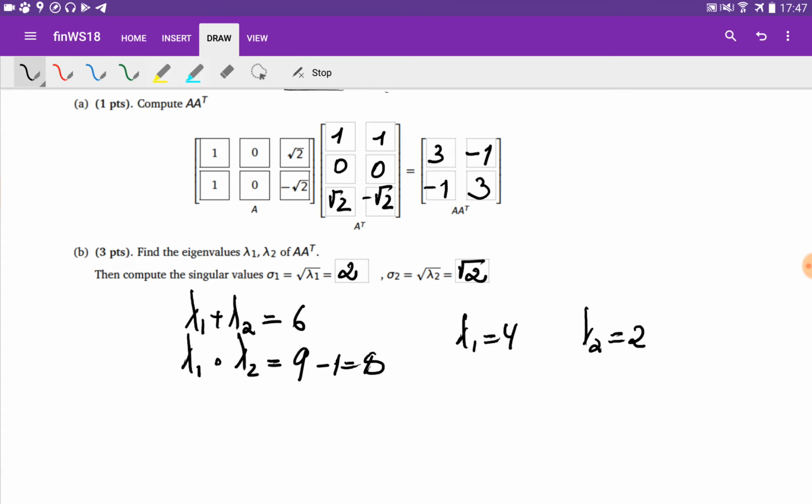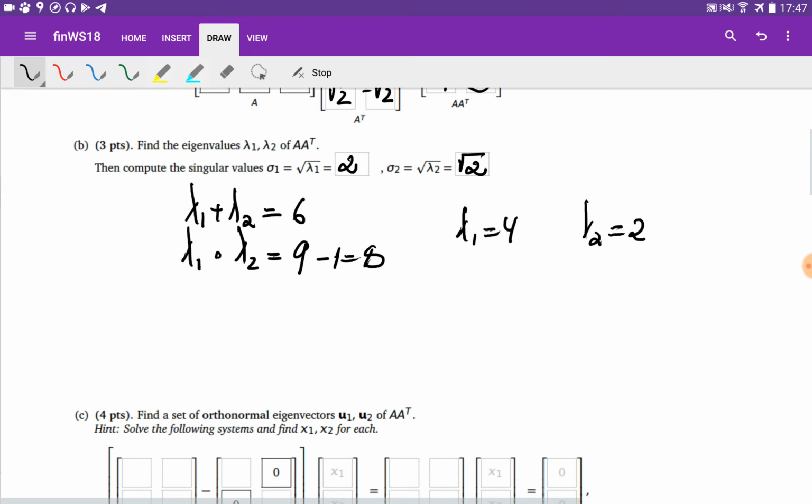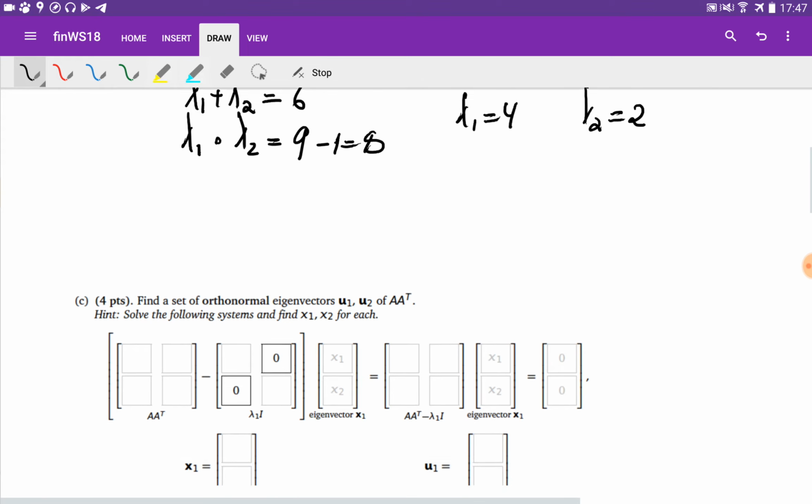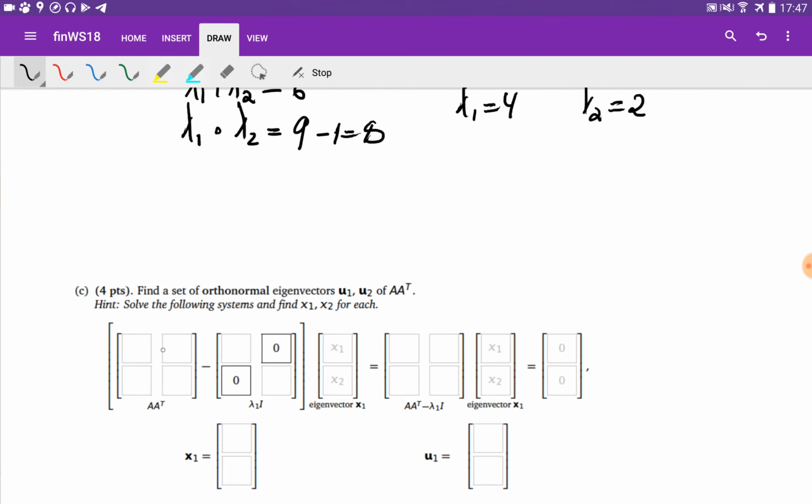So now we need to find the eigenvectors of this matrix A transpose A. In order to do this, we need to subtract the eigenvalues of this matrix from itself. So the matrix A transpose A is equal to 3, minus 1, minus 1, and 3. We need to subtract the eigenvalues. Please note that we need to subtract the eigenvalues, not the singular values. The first eigenvalue is 4. We need to subtract the 4 from its diagonal entries. It's going to be minus 1, minus 1, minus 1, minus 1.